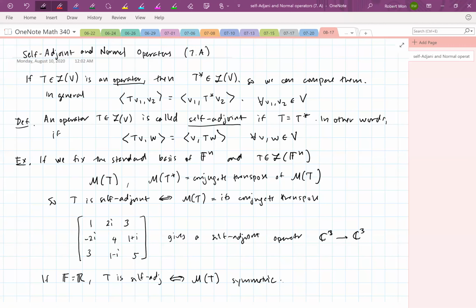Okay, so from this example we see that somehow to be self-adjoint is kind of like being equal to your conjugate in some way. This is just by analogy. So if you think about being self-adjoint, this is if and only if you're equal to your conjugate.